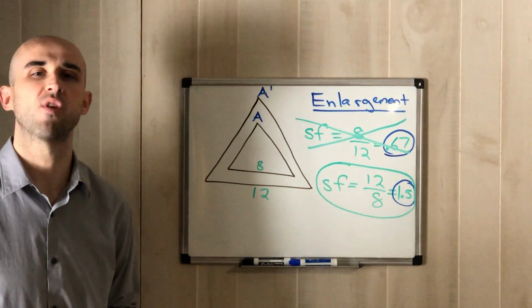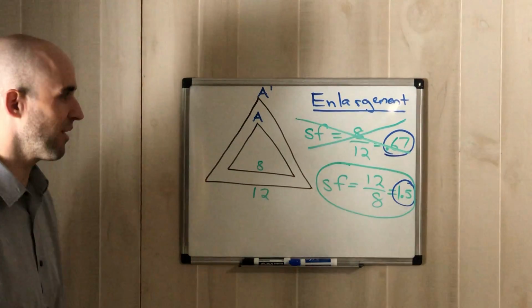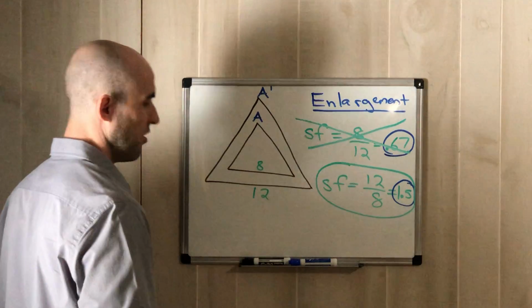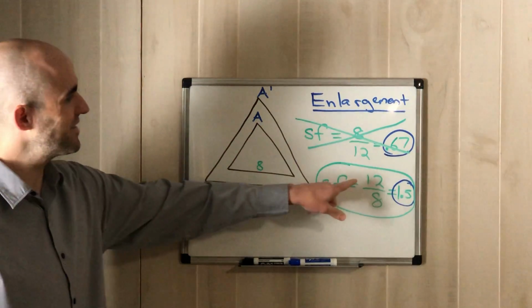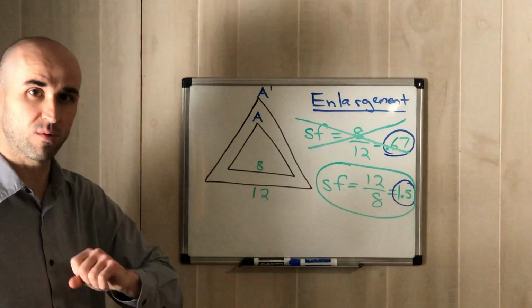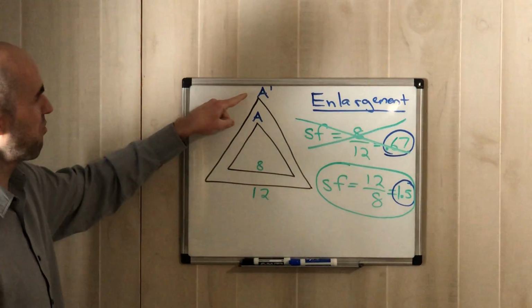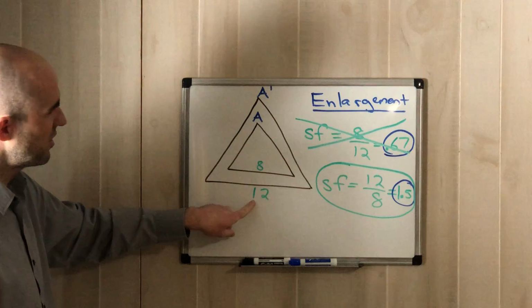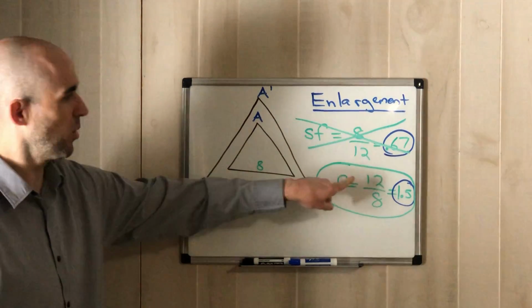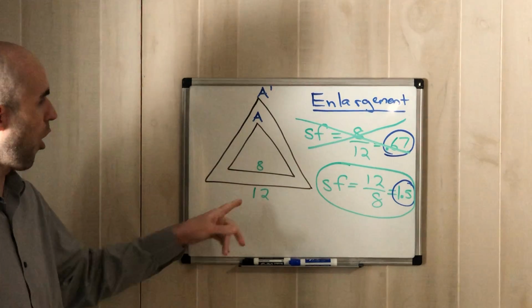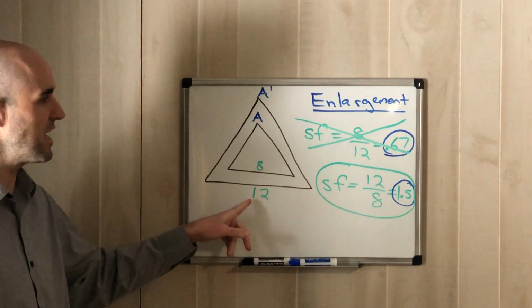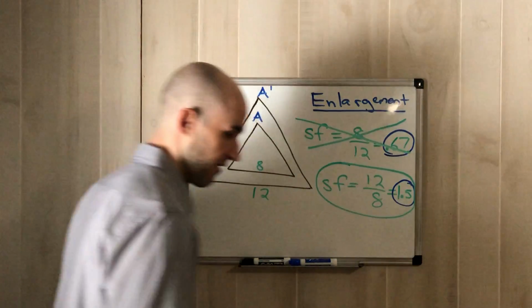But how do we always know which one to do without having to do both, right? The way that we always know is we always start with the prime. Whatever the prime is, that's the first number that we start off with. That's what's going to be in our numerator. So our prime was 12, so we start with the 12. So it would be 12 divided by 8. And that's always going to work, guys, always. Always put the image, the prime, as your numerator, right?